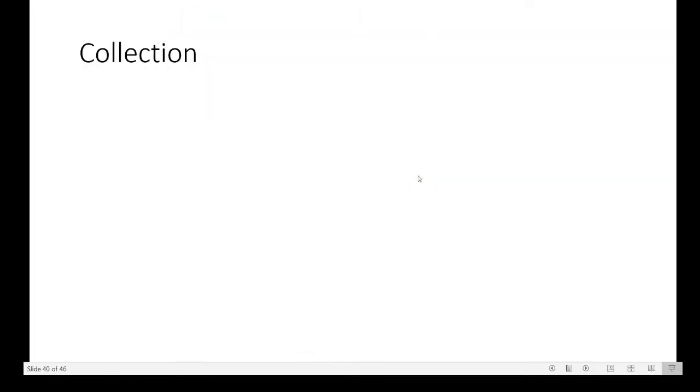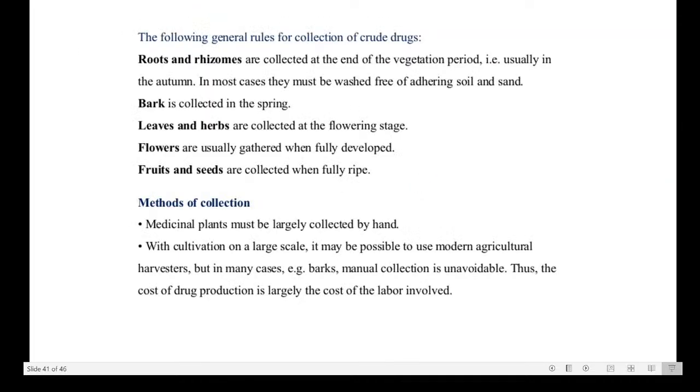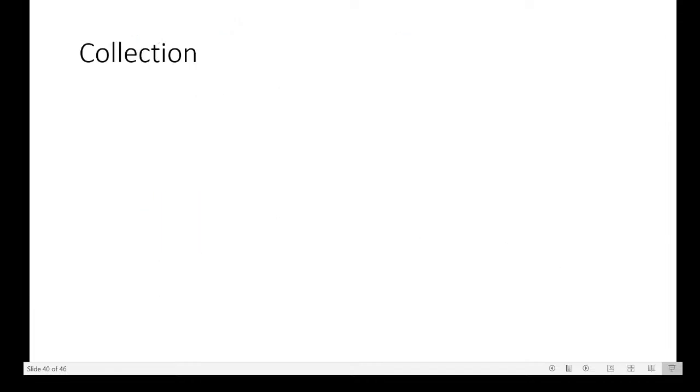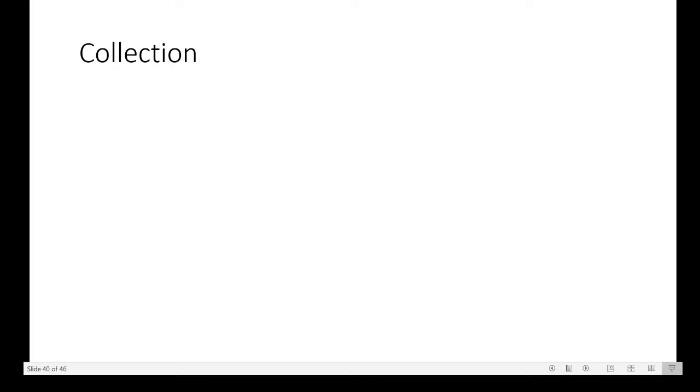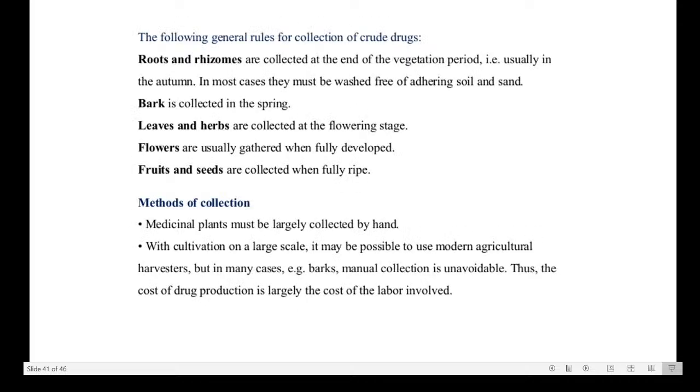Then collection of plants is another main topic of today's class. Till now we have been discussing how we can cultivate many medicinal plants, and the next thing is how we can collect them. We can collect root, bark, leaf, flowers, and seeds.